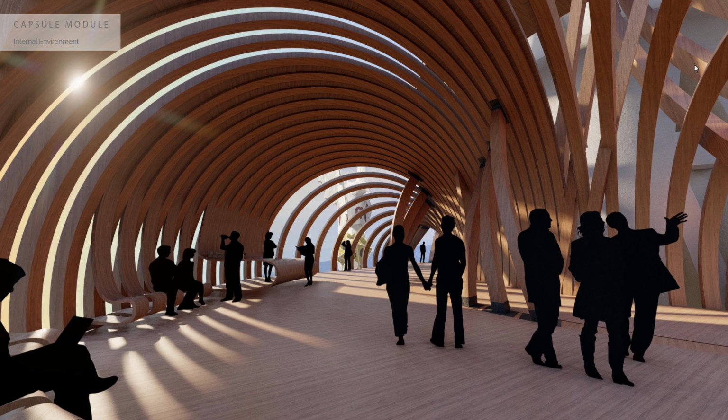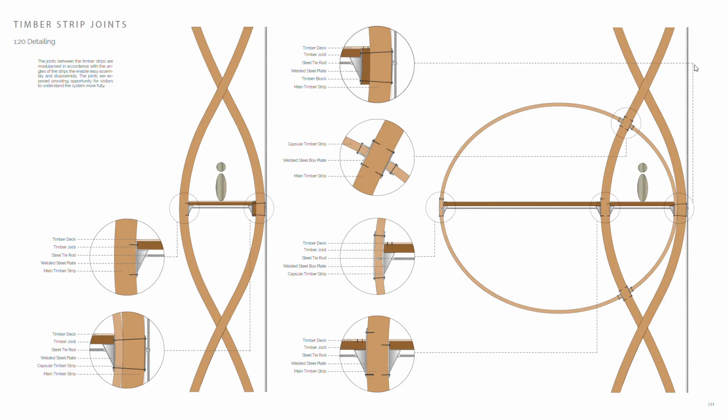The light and shadows created through the system enhance the emotive qualities in the space. With careful allocation of strip width and spacing, we can control wind, light, and rain in the space to create a more comfortable environment for the inhabitants. The joints between the timber strips are modularized to enable easy assembly and disassembly. The joints are exposed, providing opportunity for visitors to fully understand the system.